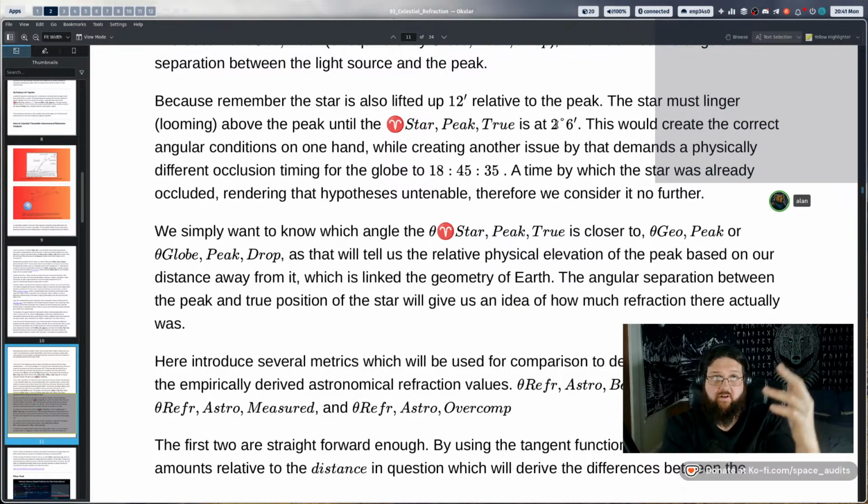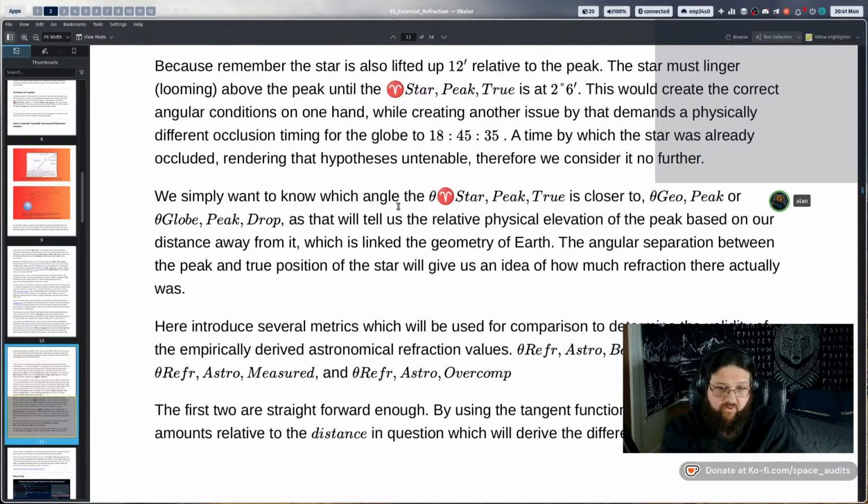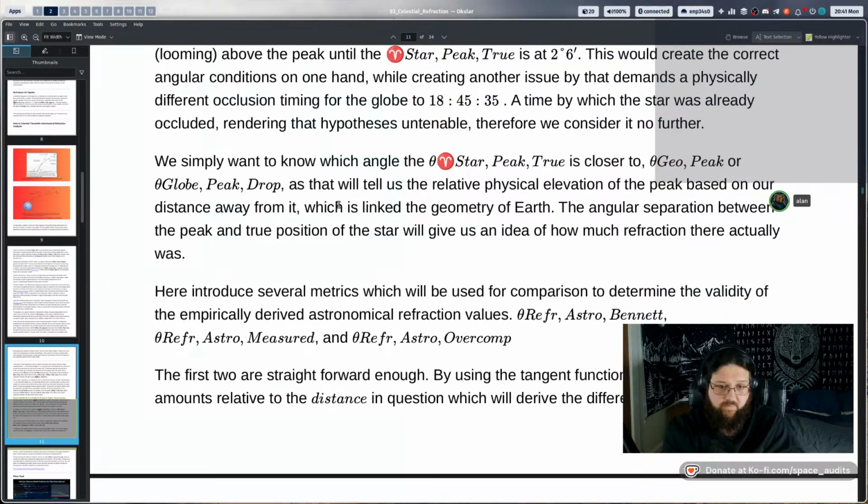We see the star disappear pretty much immediately, and then we can reference where it was with the peak to determine how much further below the peak it had to get, so to speak, before it was actually occluded for the observer. So we simply want to know which angle the true position of the star is at, and if it's closer to the globe peak or the geometric peak predicted with no drop.